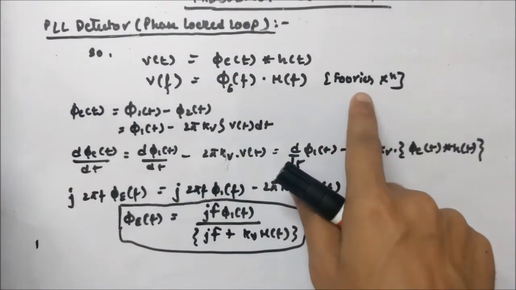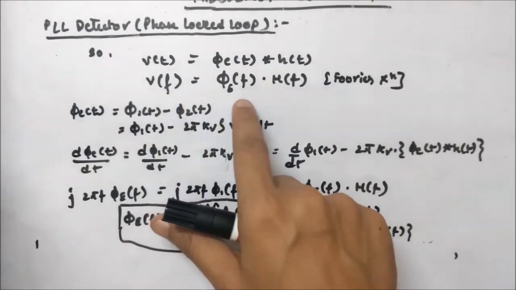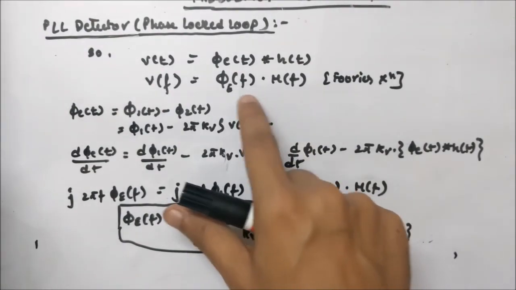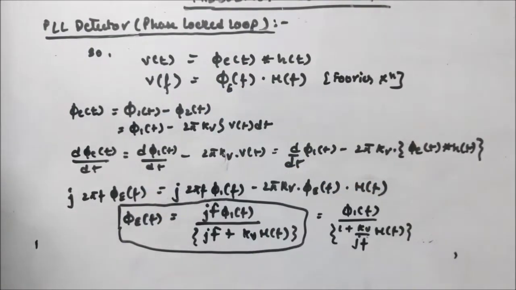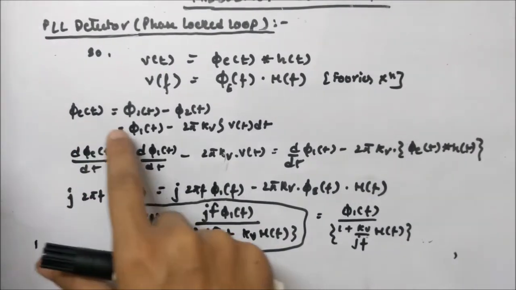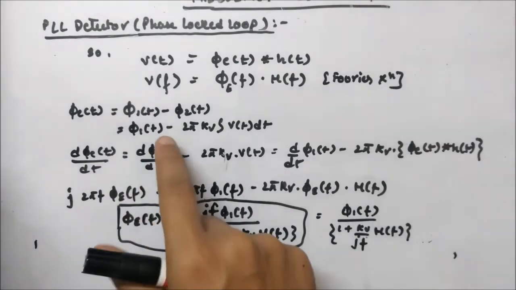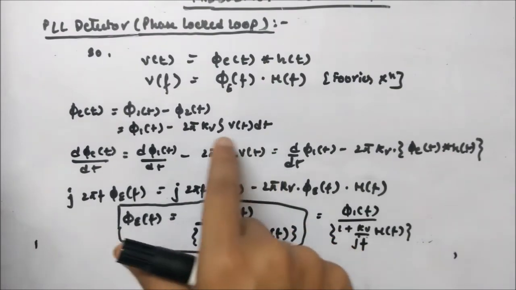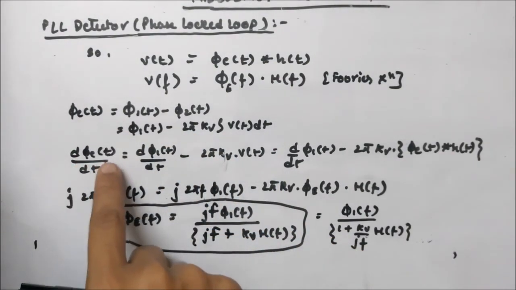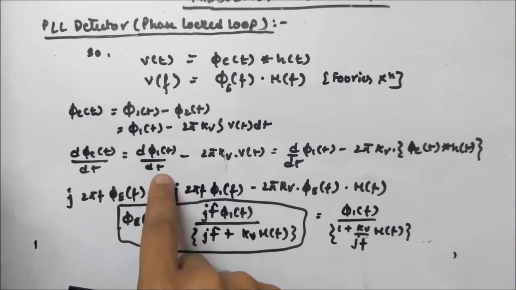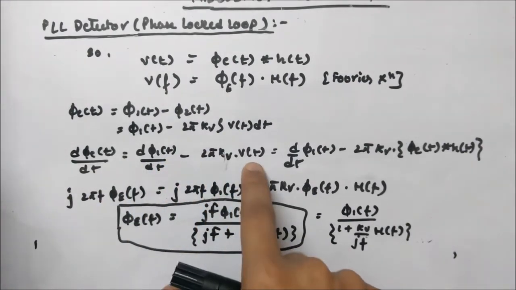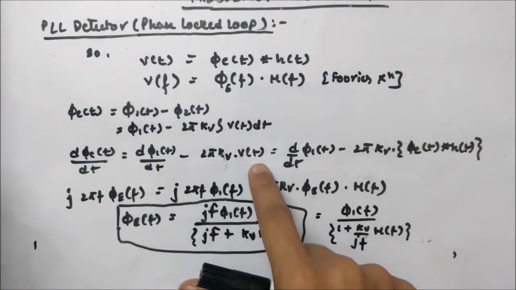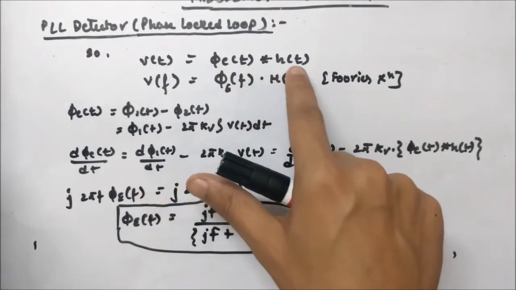Now if you take the Fourier transform of this equation, V(f) is equal to phi e(f) into H(f). Now we want phi e(f), but we don't know it. What we know is phi e(t) is equal to phi 1(t) minus phi 2(t). It can also be written as phi 1(t) minus 2 pi kV times the integration of v(t) dt. If you differentiate this equation, d phi e(t)/dt is equal to d phi 1(t)/dt minus 2 pi kV v(t). And this can also be written as d/dt phi 1(t) minus 2 pi kV, where we have replaced v(t) with phi e(t) convolved with h(t).